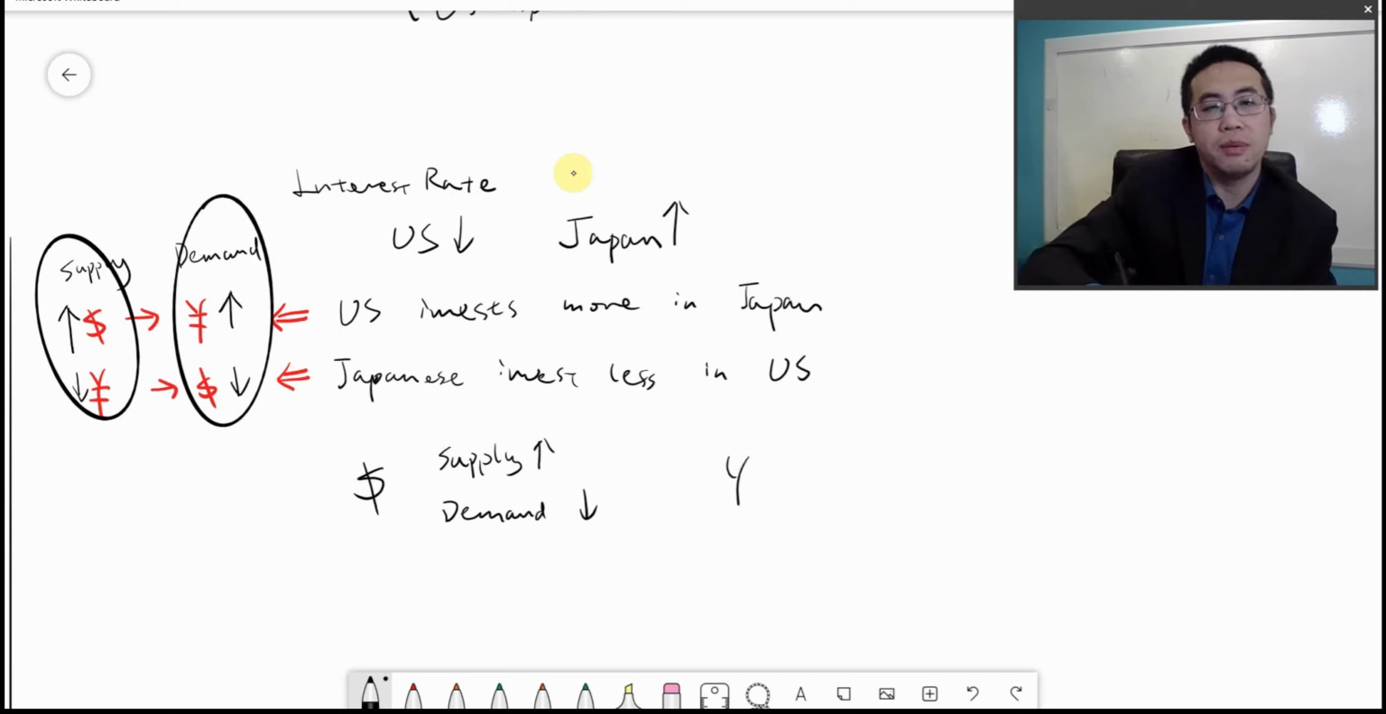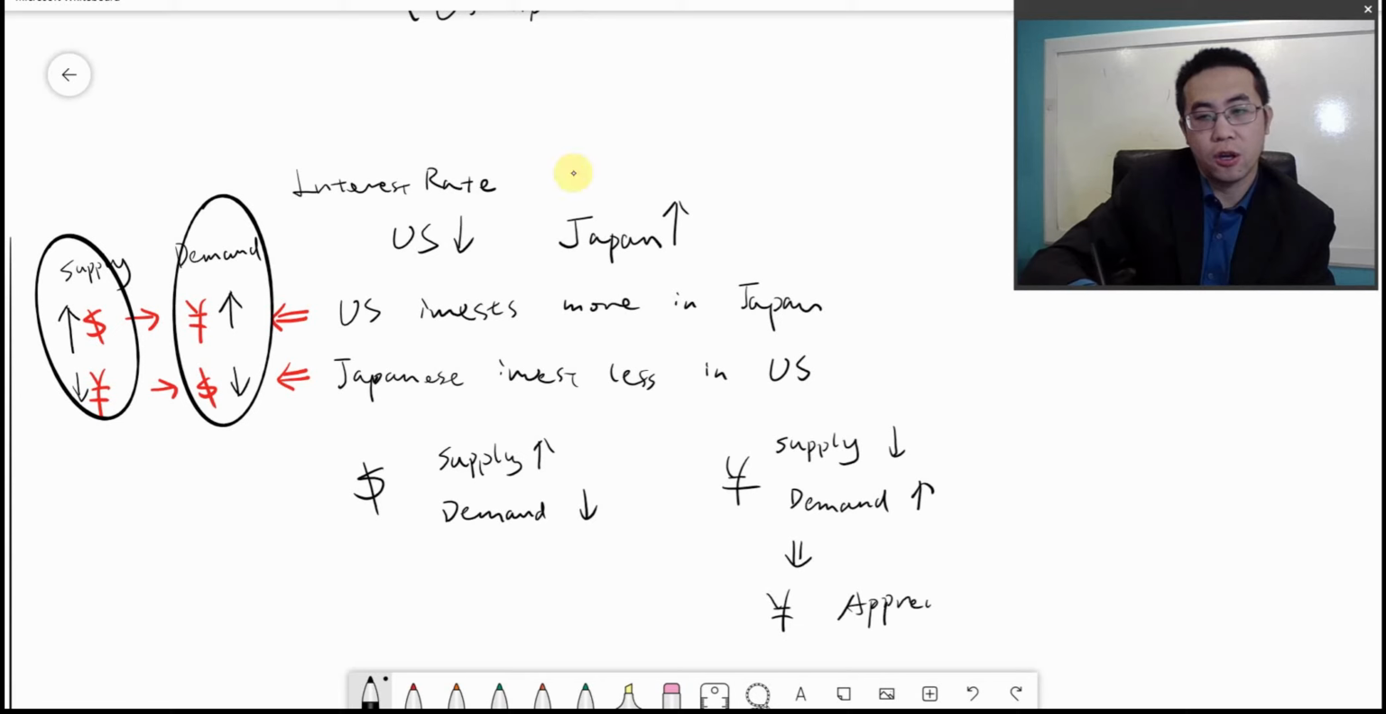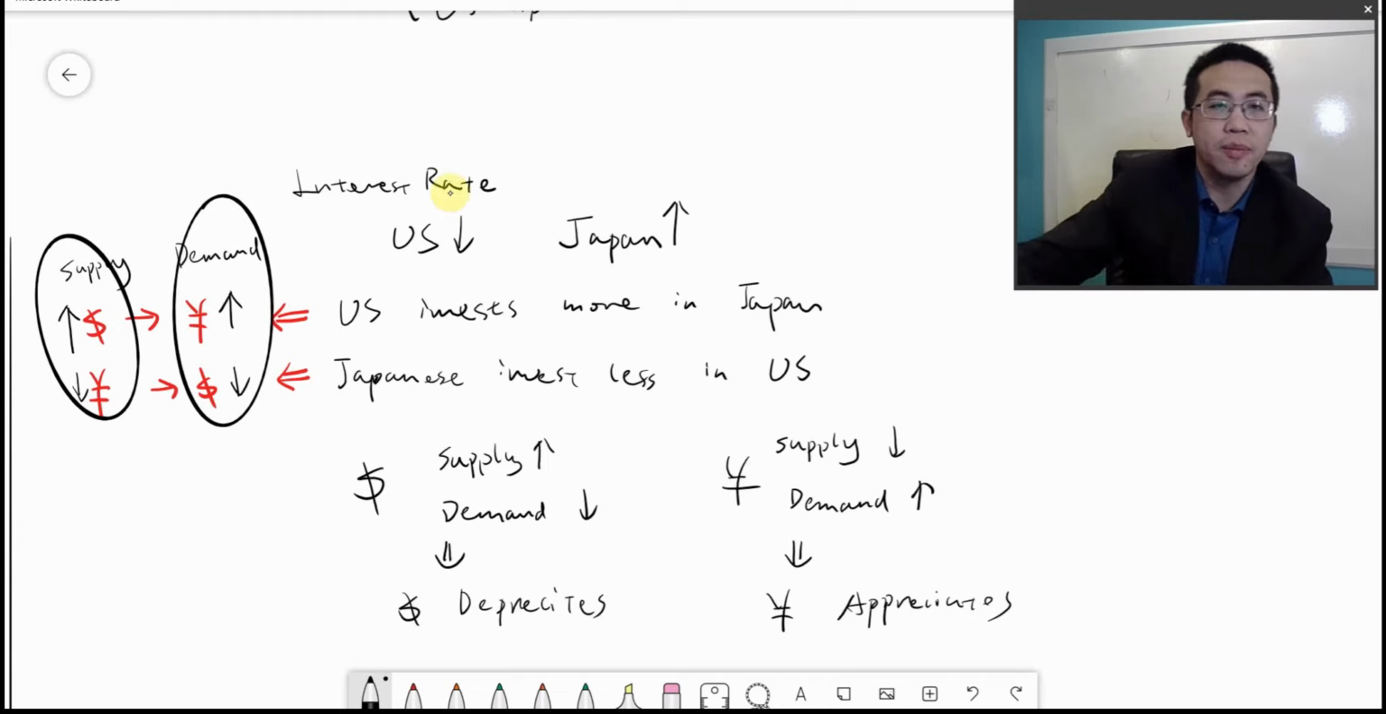Okay, what happened to the Japanese yen? You will see the supply of Japanese yen is going down and the demand for Japanese yen is going up. Okay, and this will eventually push the yen to appreciate and the US dollar to depreciate. So this is the story.